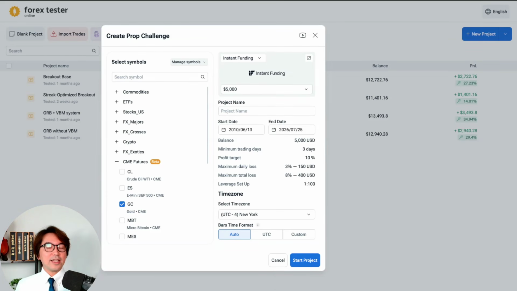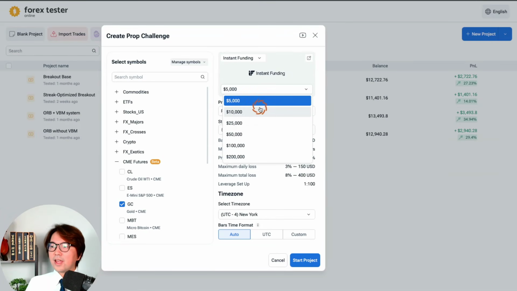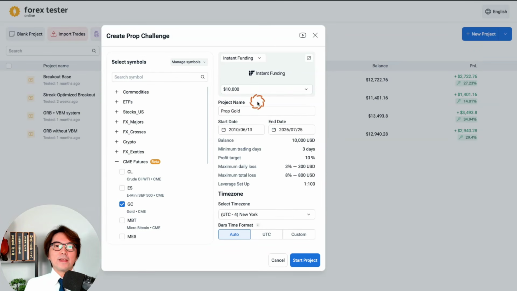After selecting the instrument, enter the project name like Prop Gold over here. Okay, like this. And let's change the funding account to $10,000. So now let's look at the realistic part. We have a balance of $10,000. Minimum trading days is 3 days.